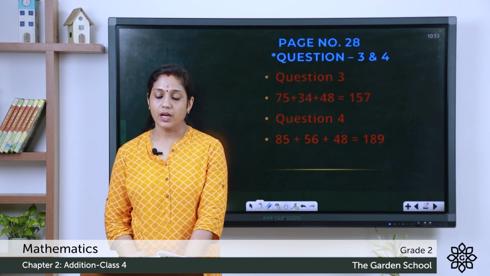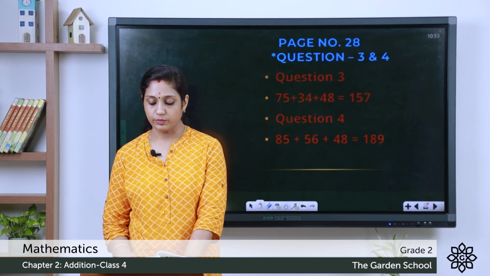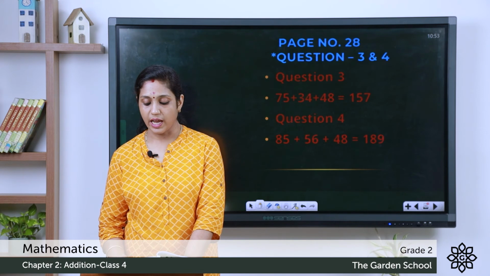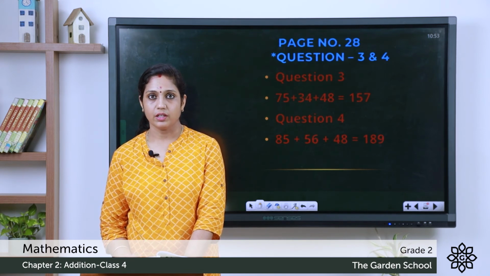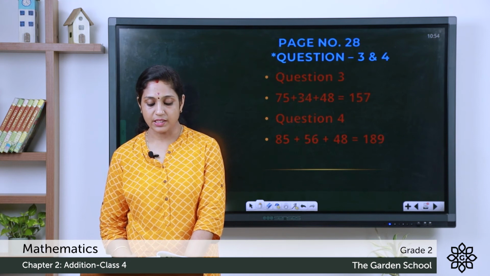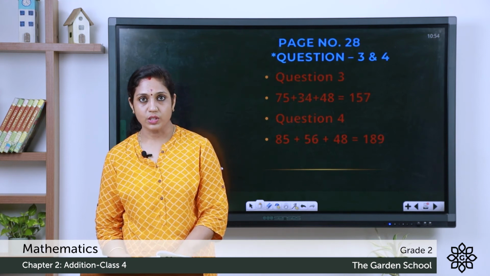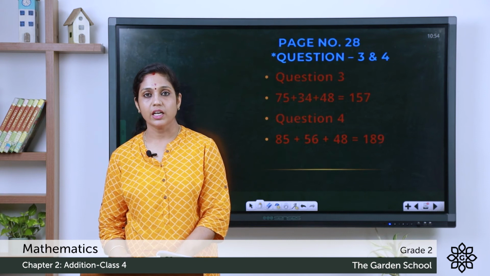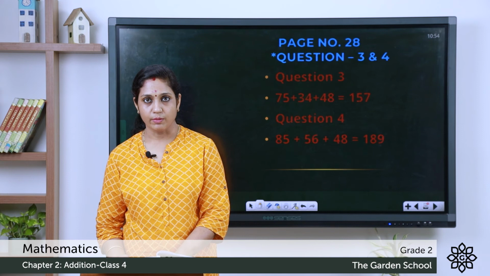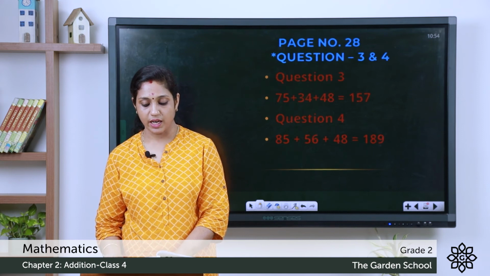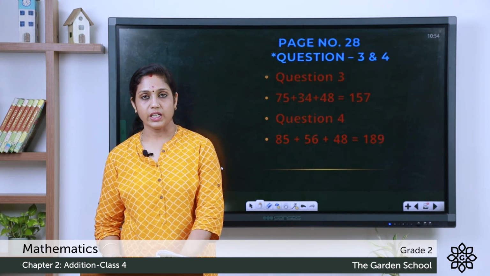6. A farmer has 23 cows, 18 horses and 14 goats. How many animals does he have? Number of cows a farmer has 23. Number of horses farmer has 18. Number of goats farmer has is 14. Total number of animals 23 plus 18 plus 14.